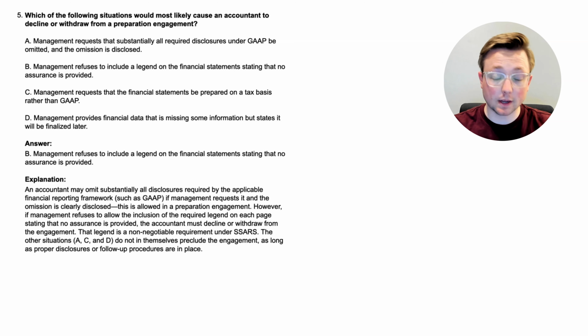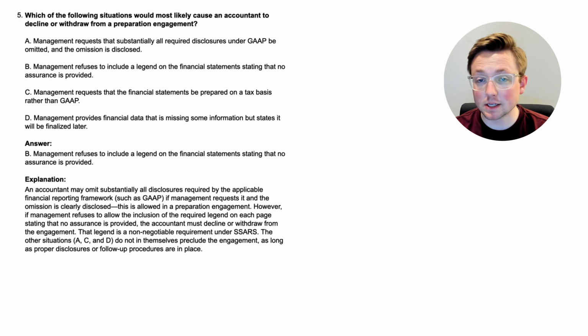So that might have been something that caught you up, because it sounds like it's not true, but it actually is true. You can omit substantially all disclosures required by the applicable framework, usually GAAP, if management requests it, as long as that omission is clearly disclosed and it's not for some reason to hide things. However, if management refuses to allow the inclusion of the required legend on each page stating that no assurance is provided, the accountant must decline or withdraw from the engagement. That legend is a non-negotiable requirement under SSARS.